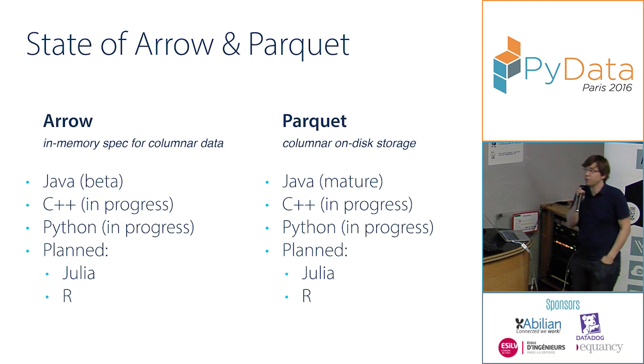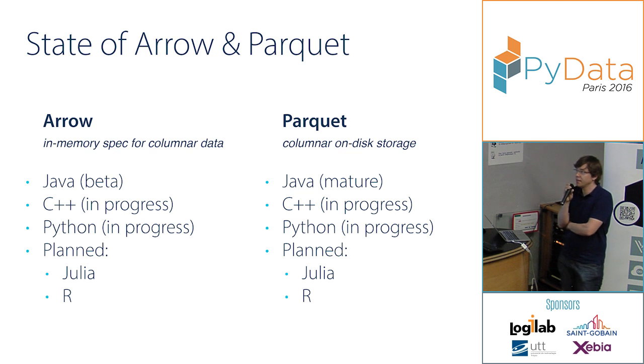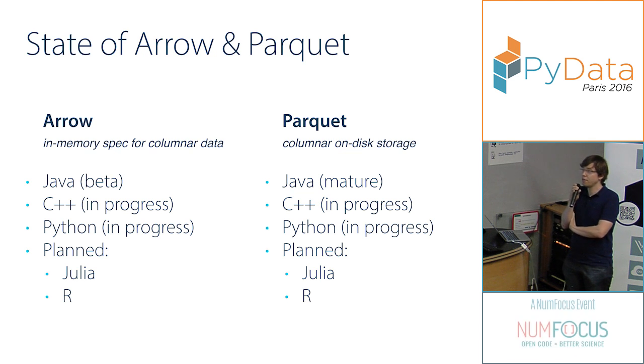A bit on the state of the projects at the moment. We can split up the state of the projects into languages, because that's roughly where the work is separated. In Arrow, we currently have Java in a beta state, because the Java implementation is a bit older than the specification. It came out of the Apache Drill project. So they're at a stage where it's usable, where it's efficient, and where it's stable.